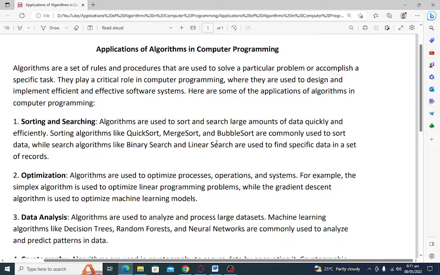Number 1. Sorting and searching. Algorithms are used to sort and search large amounts of data quickly and efficiently. Sorting algorithms like quicksort, merge sort, and bubble sort are commonly used to sort data, while search algorithms like binary search and linear search are used to find specific data in a set of records.